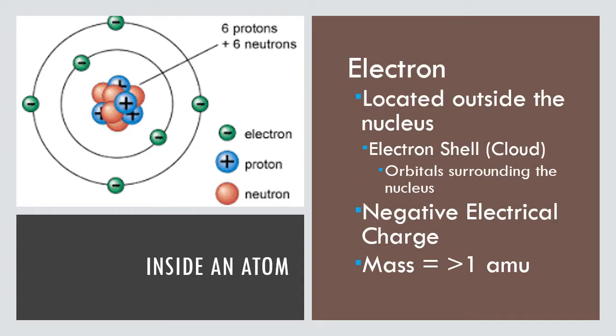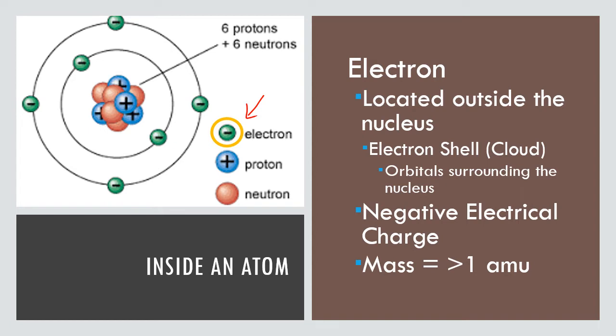Now electrons are located outside the nucleus in an area we call the electron shells or the electron clouds. And these are little orbitals surrounding the nucleus. And so they actually revolve around the nucleus. Now here there's a bit of a misconception when it comes to electrons. So if we're looking at this, we see basically a circle, looks a lot like a proton, but that's not what an electron is. An electron is not physically there.